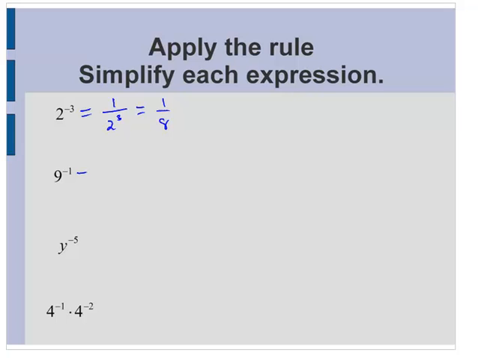9 to the negative first is the same as the reciprocal of 9 to the first. 9 to the first power is simply 9. y to the negative fifth power is the same as the reciprocal of y to the fifth power. Nothing can be simplified here.